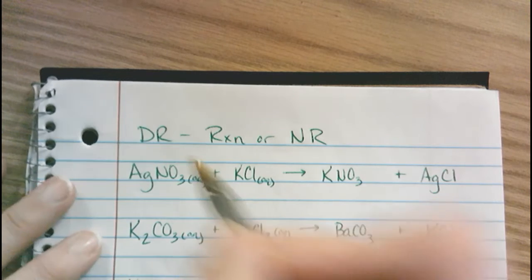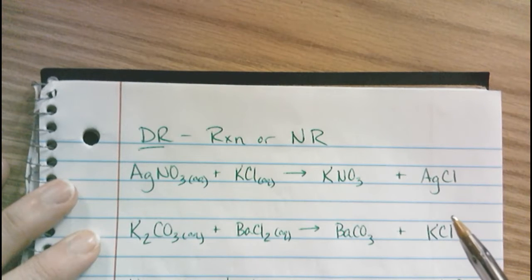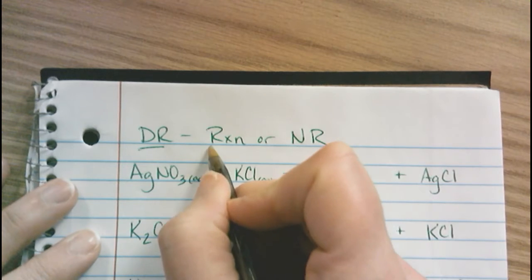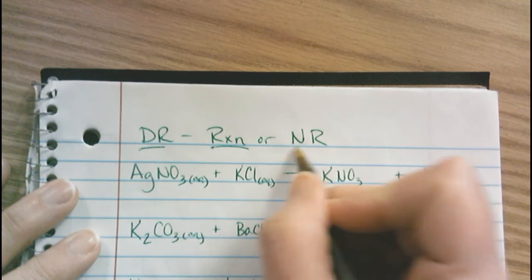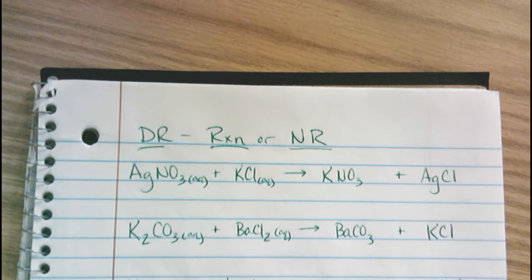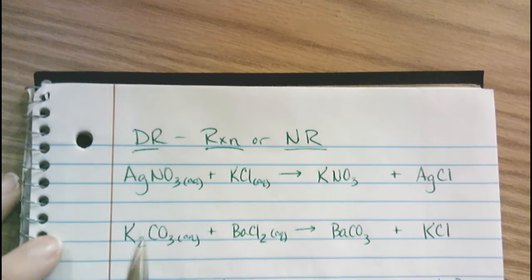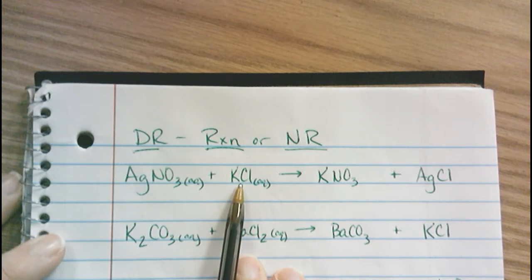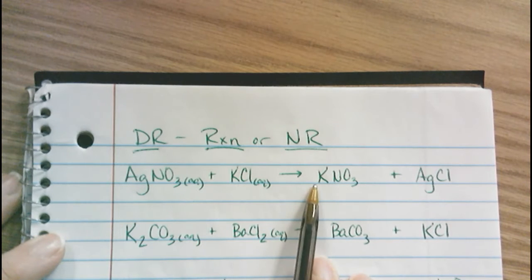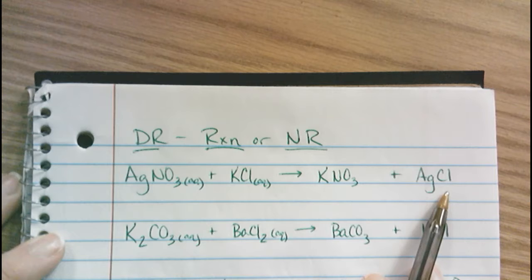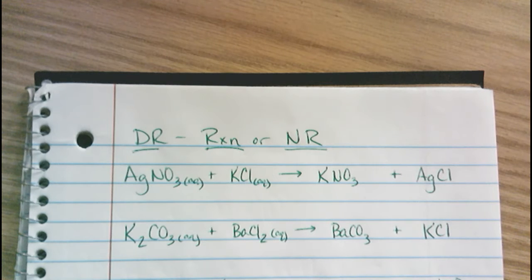In this video, I'm going to talk about double replacement reactions, and when you see one, how do you know whether you actually have a reaction or whether we would say no reaction because nothing new is made. So I'm going to go through some examples here. This first one we have silver nitrate and potassium chloride potentially could make potassium nitrate and silver chloride. So does that actually happen or not?